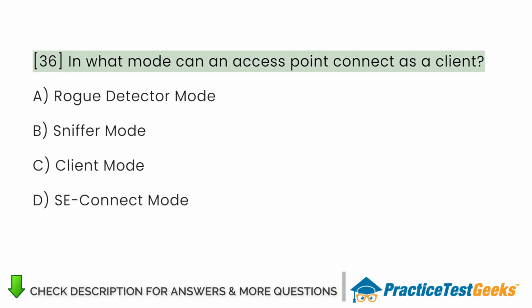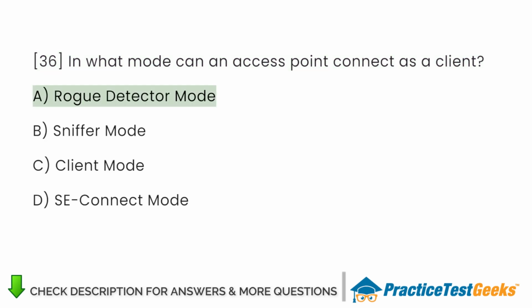In what mode can an access point connect as a client? A. Rogue detector mode. B. Sniffer mode. C. Client mode. D. SE Connect mode.